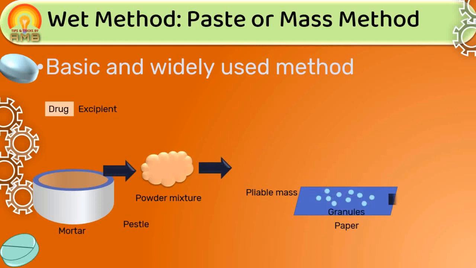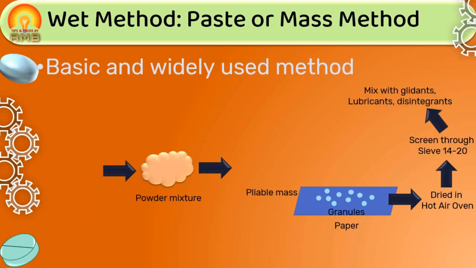The granules are placed on drying trays and are dried by air or under heat. The granules are periodically moved during drying to prevent adhesion into a large mass. The dry granules are then screened through 14 to 20 mesh screen. These granules are then mixed with the glidants, lubricants and disintegrants and used for compression.